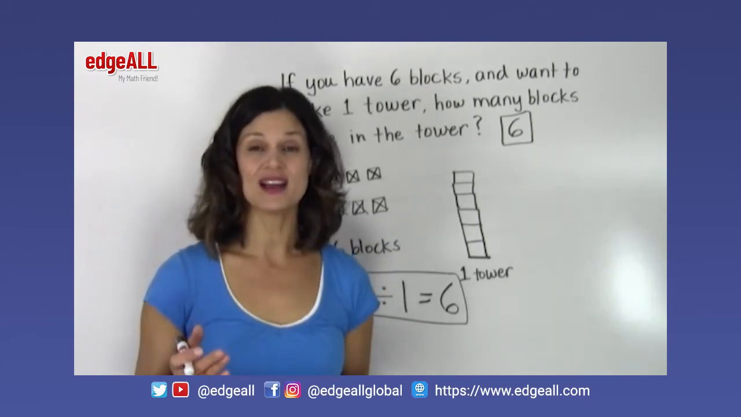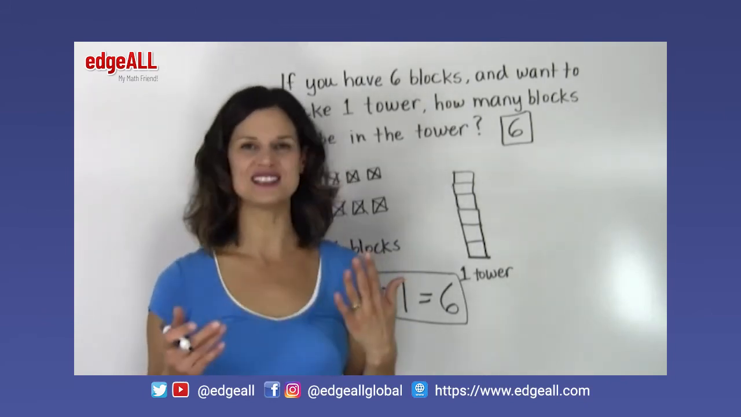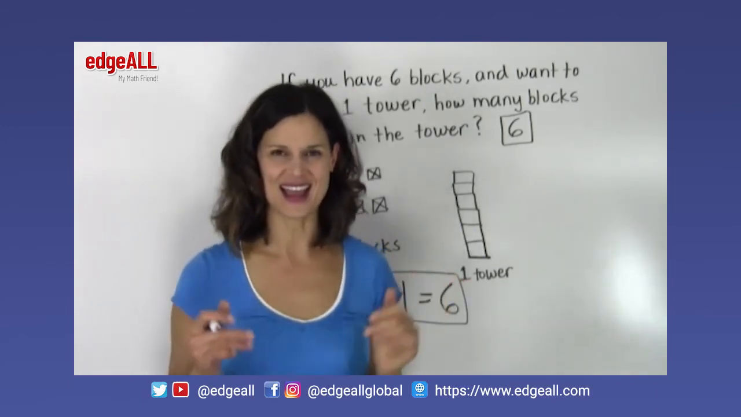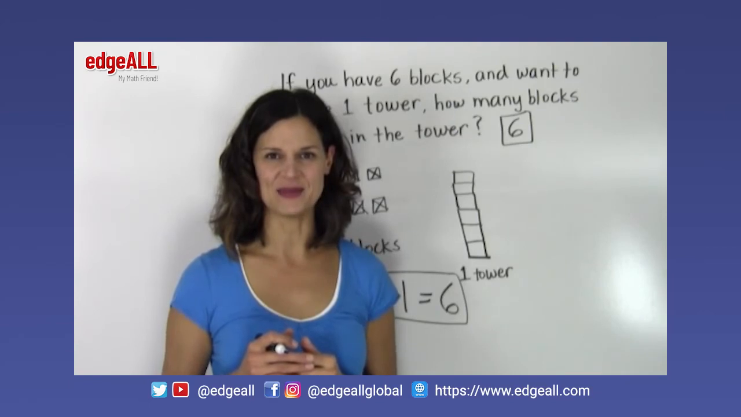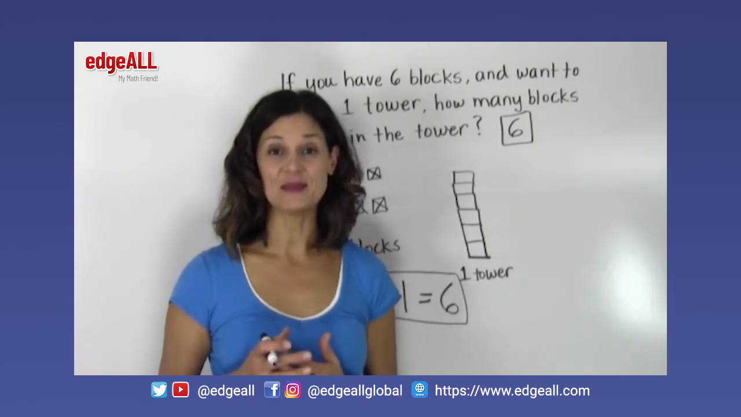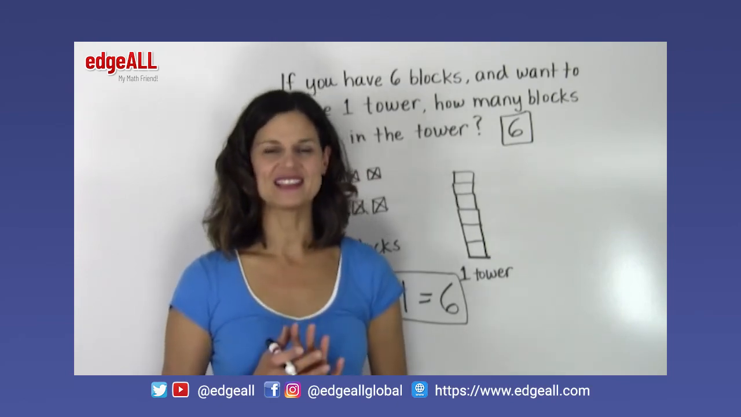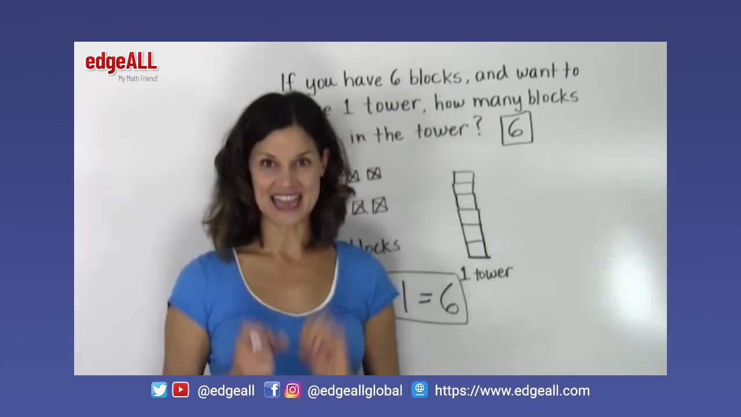2 divided by 1 is 2. 500 divided by 1 is equal to 500. And even 1,000,000 divided by 1 is 1,000,000. The number can be very big or very small. The answer will always be the number itself.